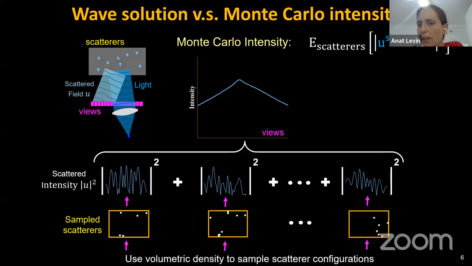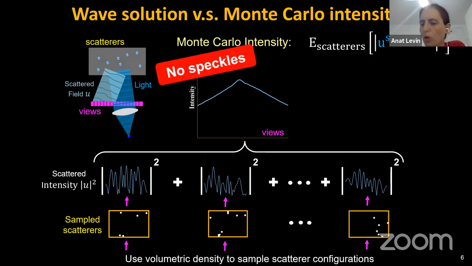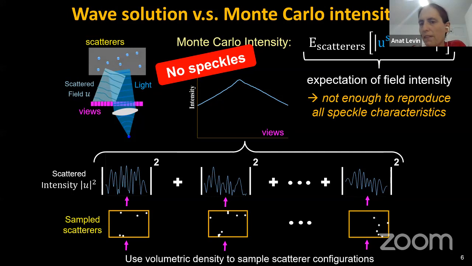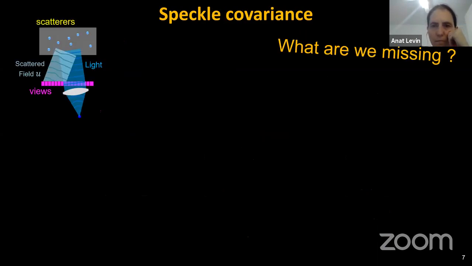So definitely the Monte Carlo process gives you some information about the scattered field. It gives you the expected intensity. But obviously there are no speckles here. So essentially, just the expected intensity doesn't give you enough information to reproduce all speckle statistics. So something is missing here. And the question is, what is missing?